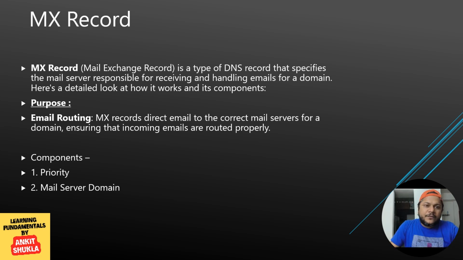Second part of the components of an MX record is the mail server domain. It defines the domain name of the mail server where emails should be delivered. An example record of a mail server domain would be mail.example.com. That will be the mail server domain name for example.com. So example.com is the domain name, and its mail server domain name would probably be, as an example, mail.example.com.